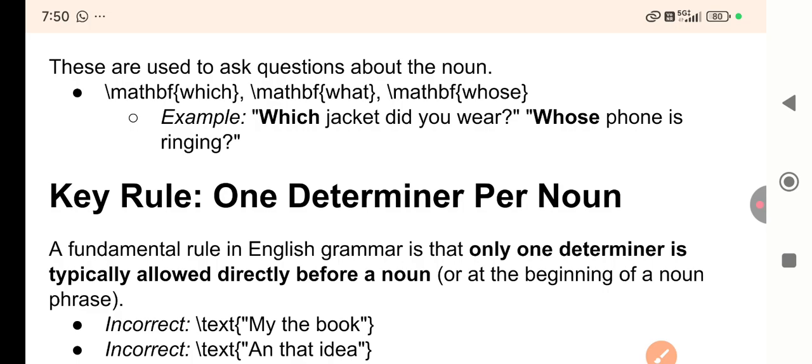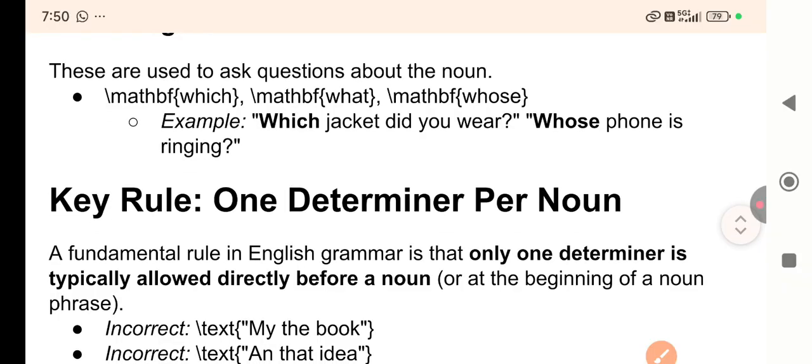Then when. When did he, when Ram, right, when Ram is coming, something like that. So these WH words are called interrogatives. Right?